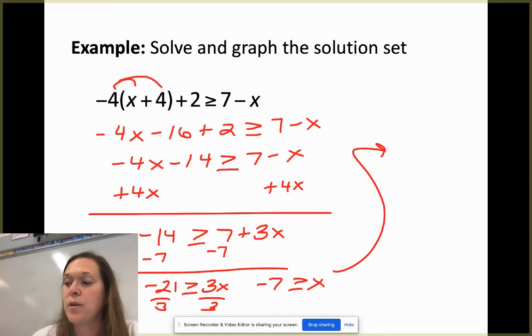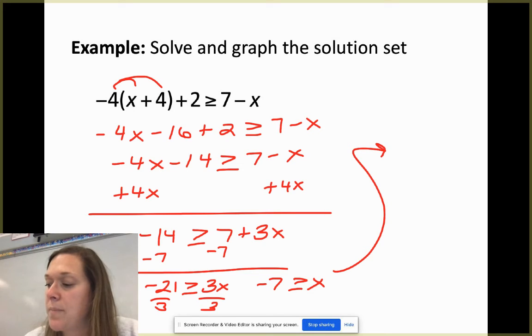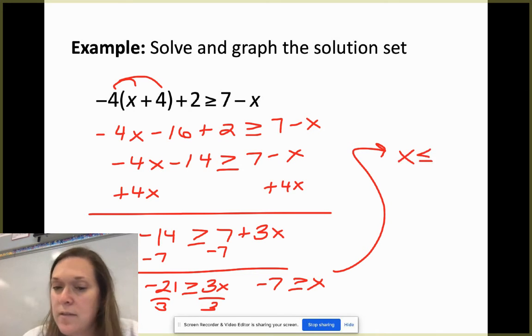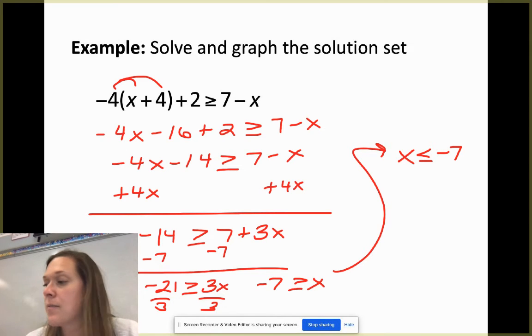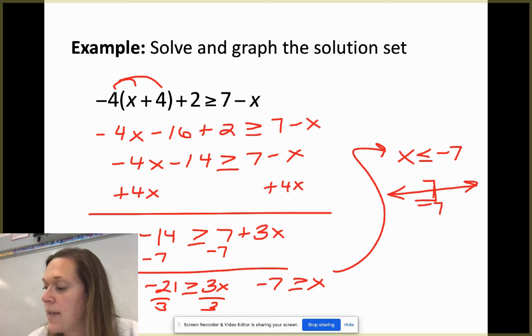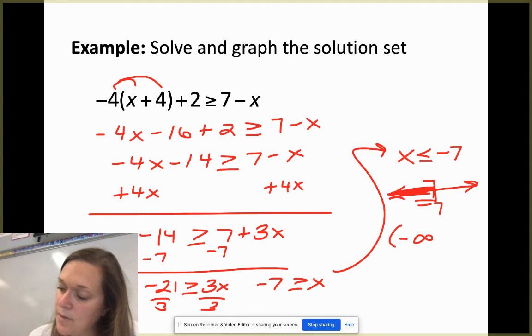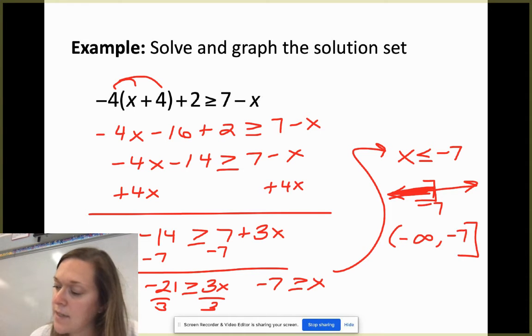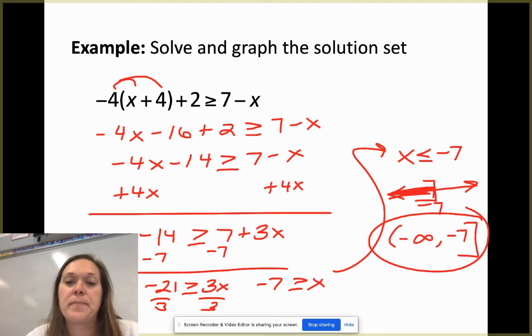Again, just for graphing purposes, it's nicer to flip that. So notice it's open to the negative 7 originally, so make sure it stays open to the negative 7 here. So now when I make my graph, the shading is going to go in the direction of my inequality. So bracket at the negative 7, shade to the left. Notation-wise, we're going negative infinity to negative 7 square bracket.